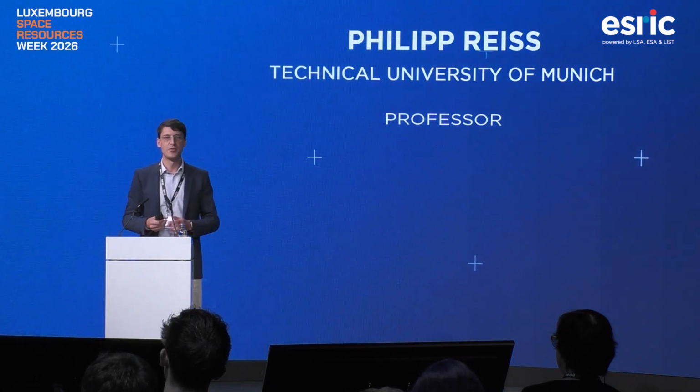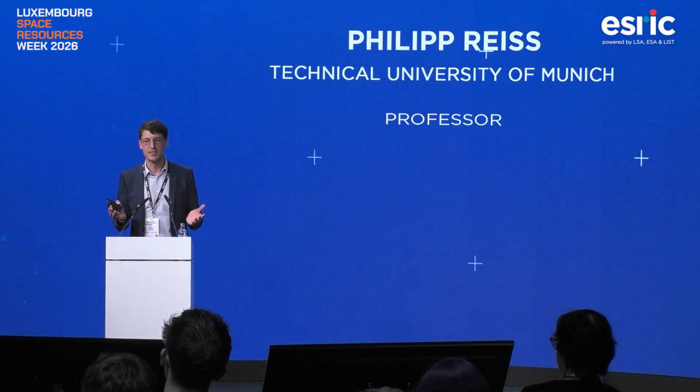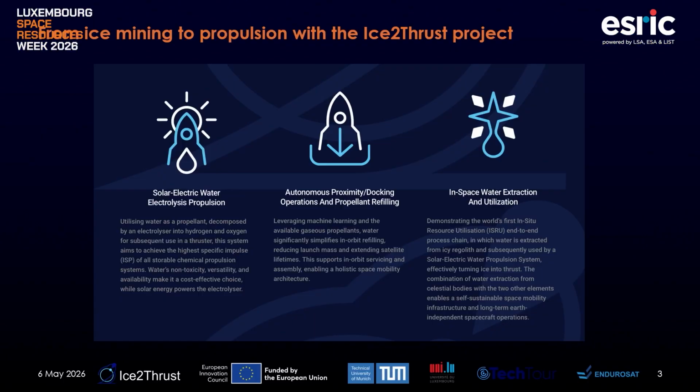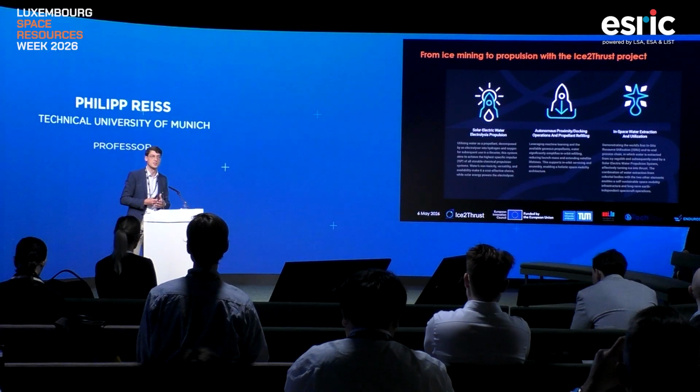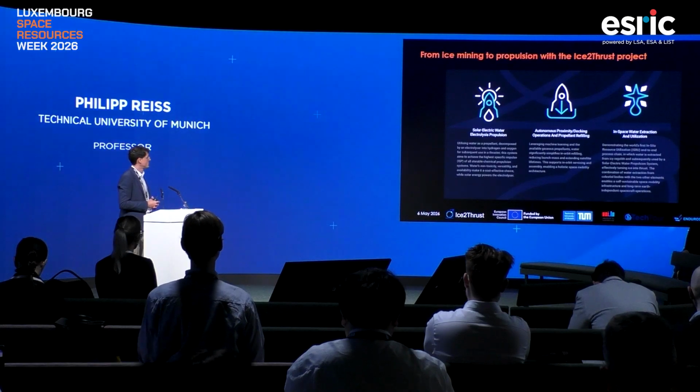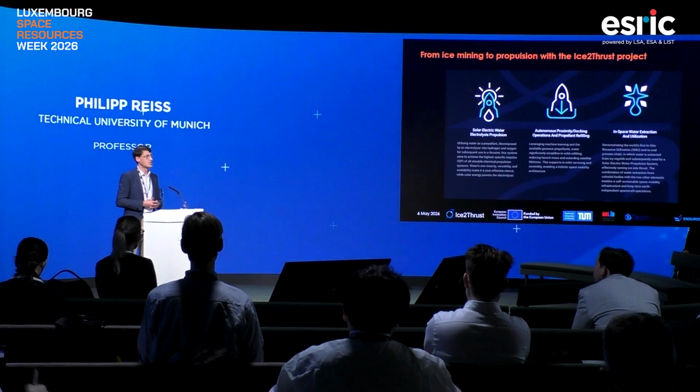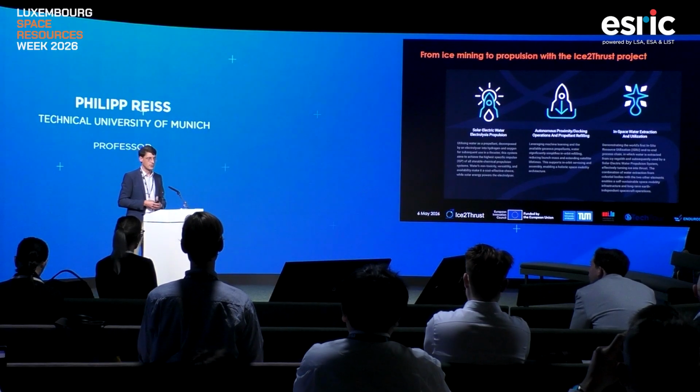All right. So we call it ICE2 thrust because we're looking at the full value chain. So we're going from ice as a resource or as a raw material to the product that is propulsion for in-space mobility. So we address 3 areas basically here, and let's start from the left. The product side of things is the propulsion, and we generate thrust from water basically using a water electrolysis propulsion unit that is run using solar electric power, so it's a fully sustainable operation here.